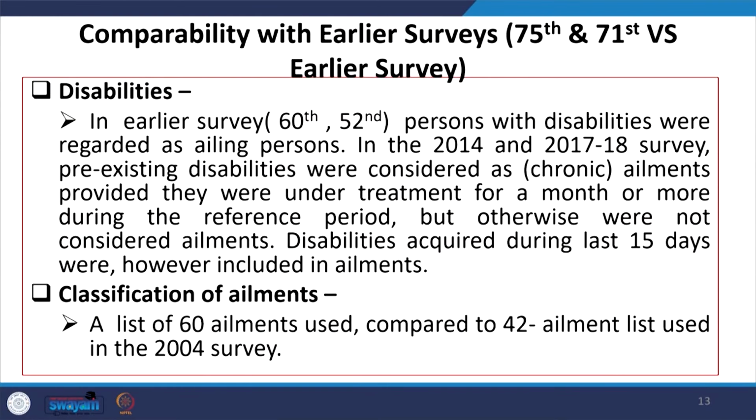Disabilities acquired during the last 15 days were however included in the ailments. So, if any sort of disabilities are there, they are part of persons with ailment, and they are considered for the analysis in the 60th and 52nd rounds. So, the classification of ailments is made very categorically. A list of 60 ailments was used compared to the 42 ailments list used in the 2004 survey.